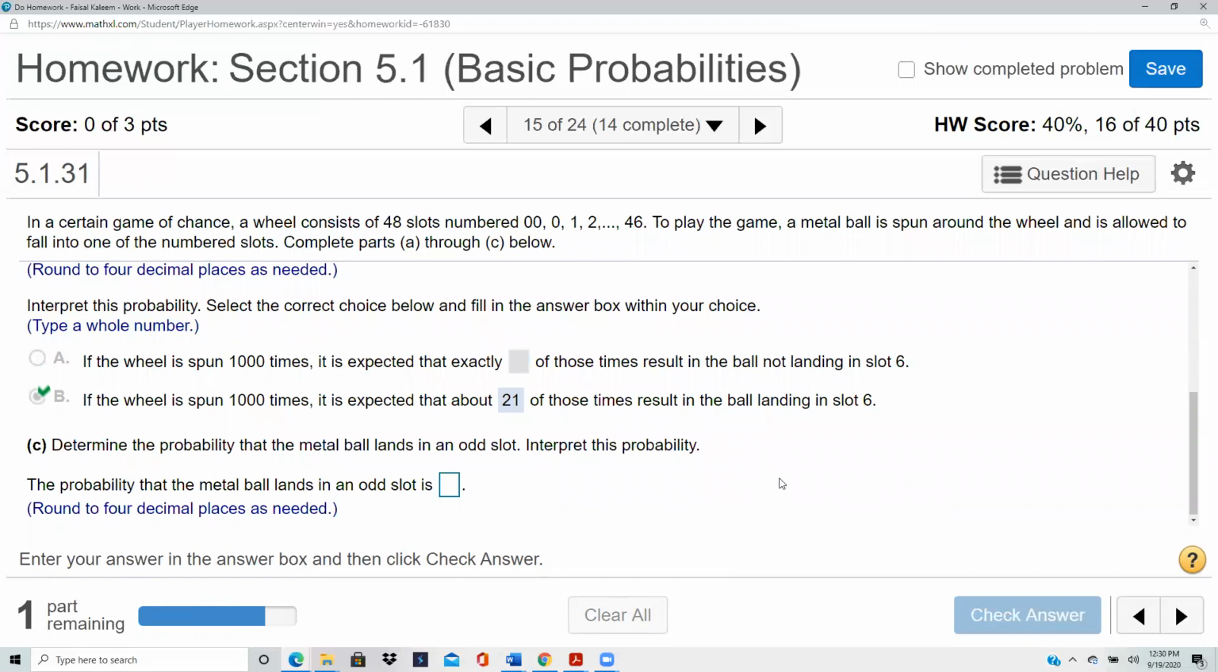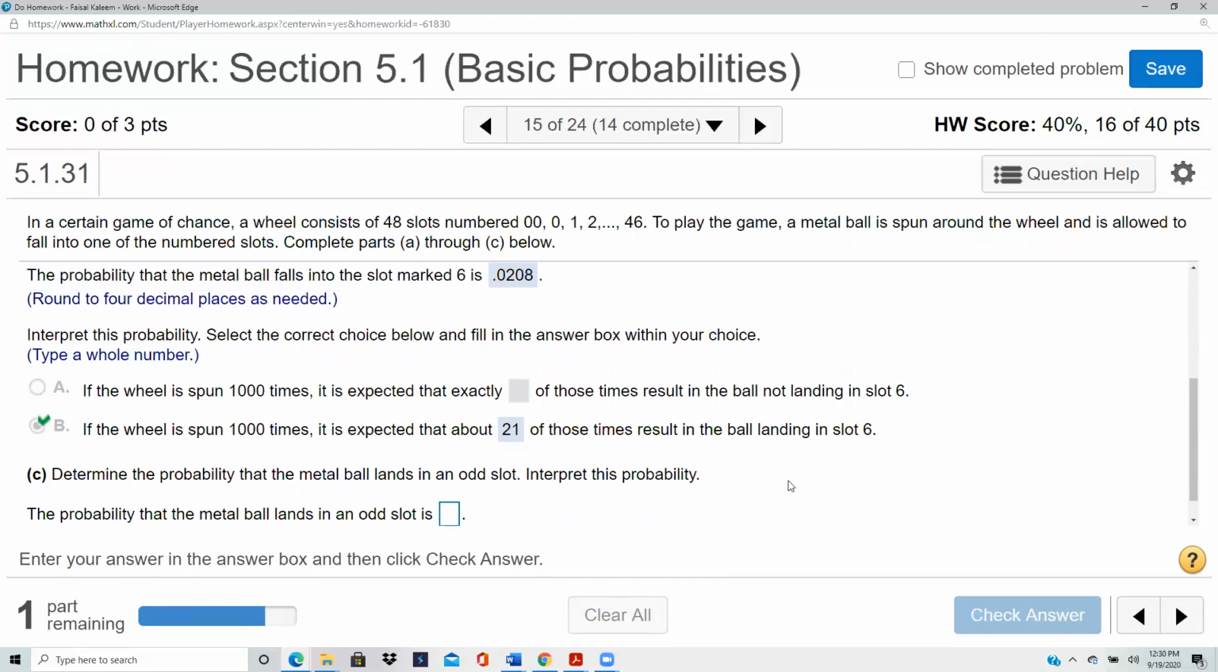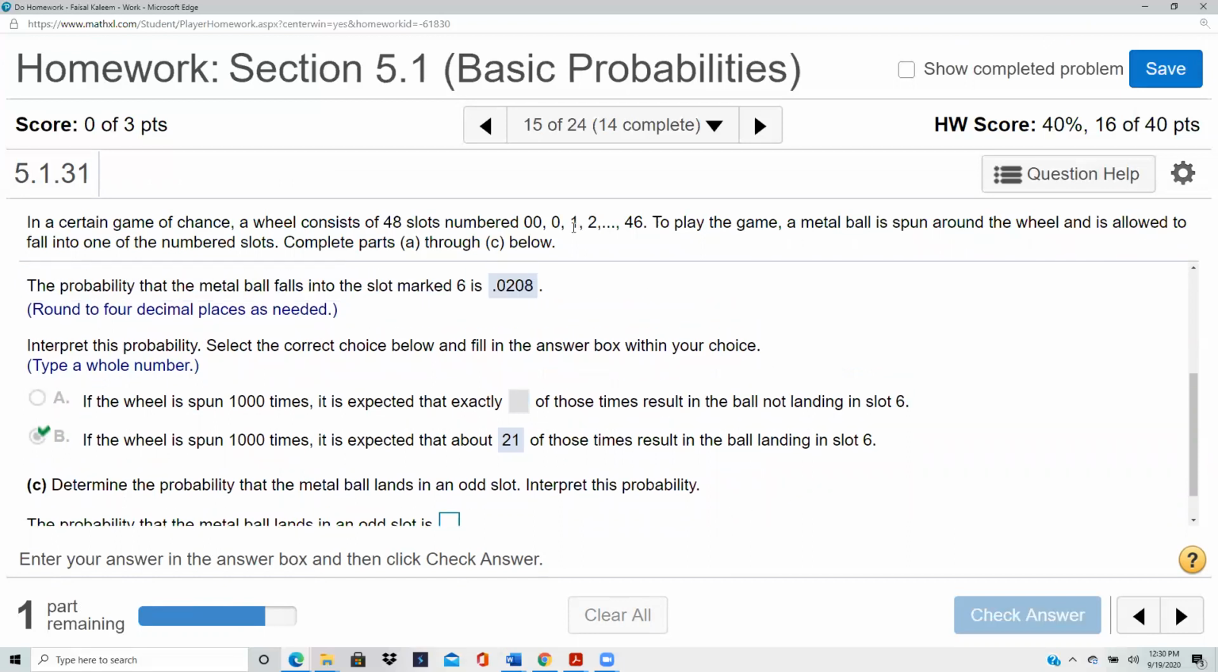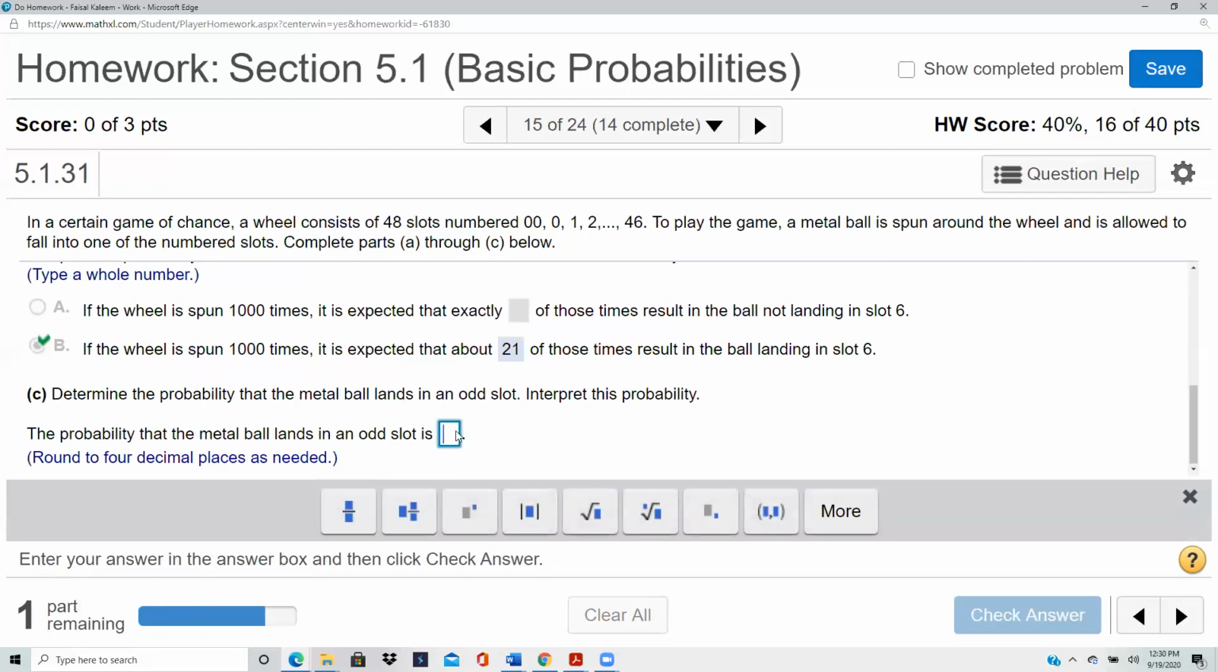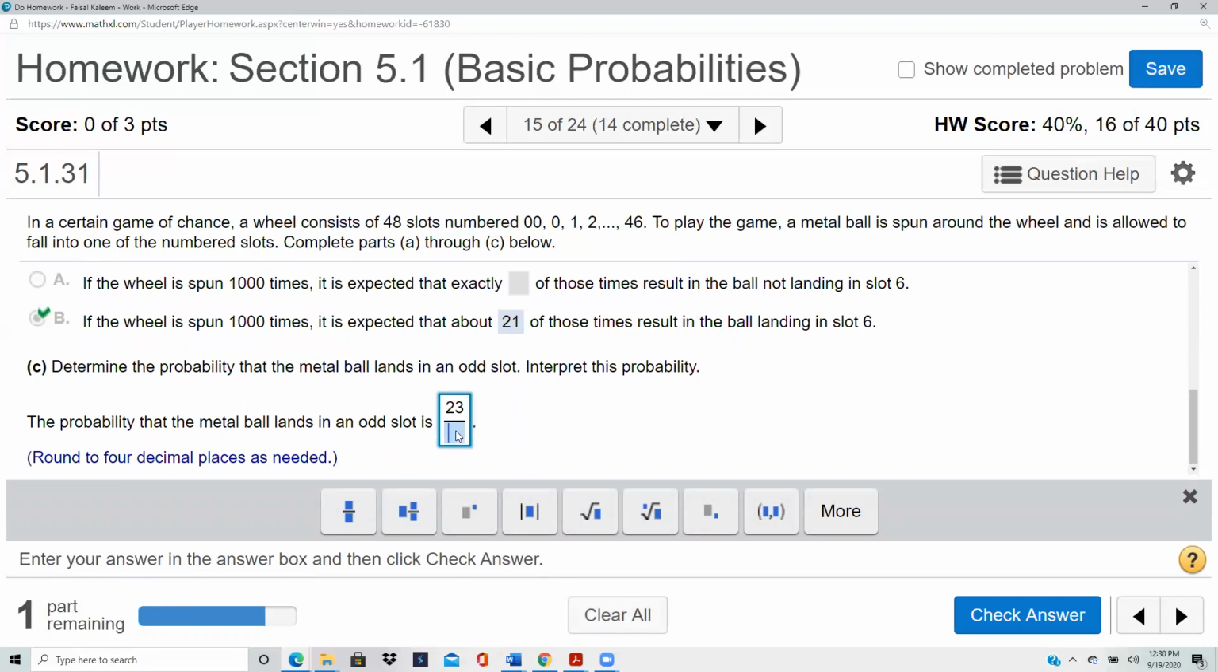Determine the probability that a metal ball lands on an odd slot. So the odd numbers will only come out of this 1 through 46. Now there are 46 total numbers, and half of them will be odd. So half of 46 is 23. So you will have 23 odd. But the total numbers are 48, as we talked about before, the 2 zeros also. So 23 out of 48, and they want 4 decimal places. So 0.4792.